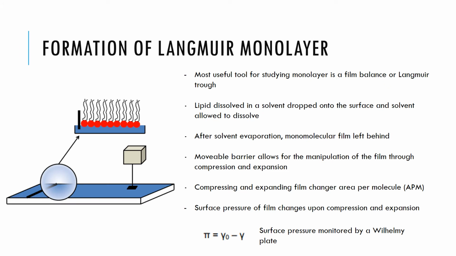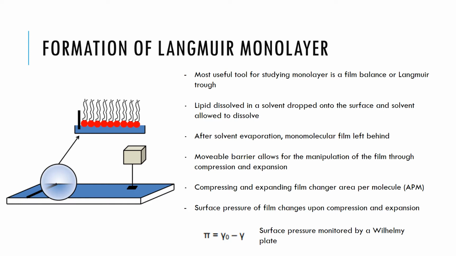And fortunately, there are tools to be able to study the properties of these Langmuir monolayers. And the most useful tool is to use something called a film balance or a Langmuir trough. And you'll see in the schematic diagram that I've drawn there, what you do is you dissolve your lipid in a solvent in which they're soluble. It's usually a very volatile solvent, such as chloroform. And you drop that solvent containing the lipid molecule onto the surface of water. And you wait for the solvent to evaporate. That's why it's got to be quite a volatile solvent.